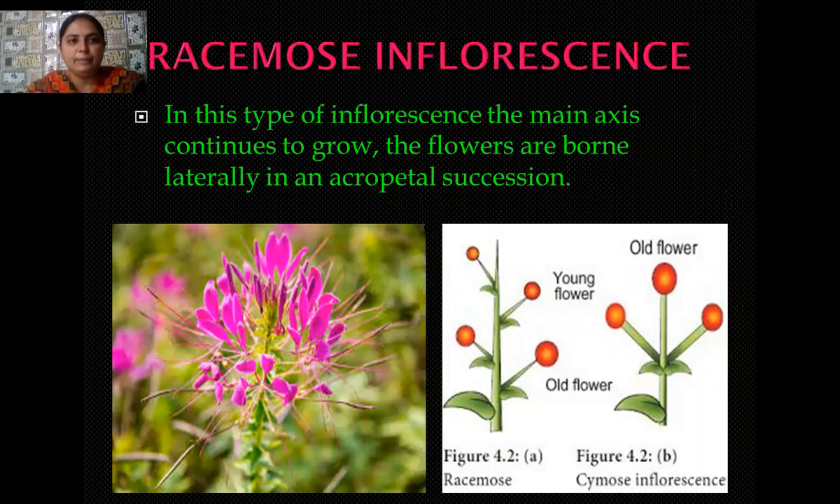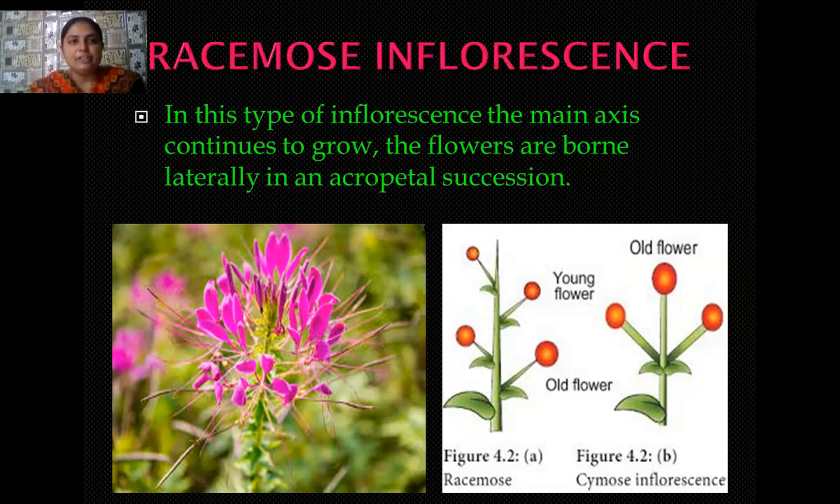First is racemose inflorescence. So what is racemose inflorescence? In this type of inflorescence, the growth of the main axis continues, and the flowers are born laterally in an acropetal succession. So here the term acropetal succession means the first flower is born at the top of the branch, and then it proceeds towards the base.